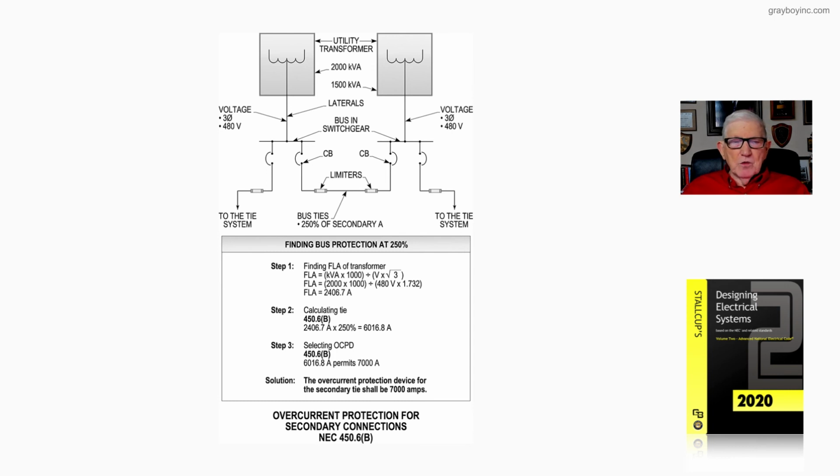So this figure 20-18 is using 250% times the secondary current of the transformer to select the size of the overcurrent protection device in accordance with NEC 450.6(B).